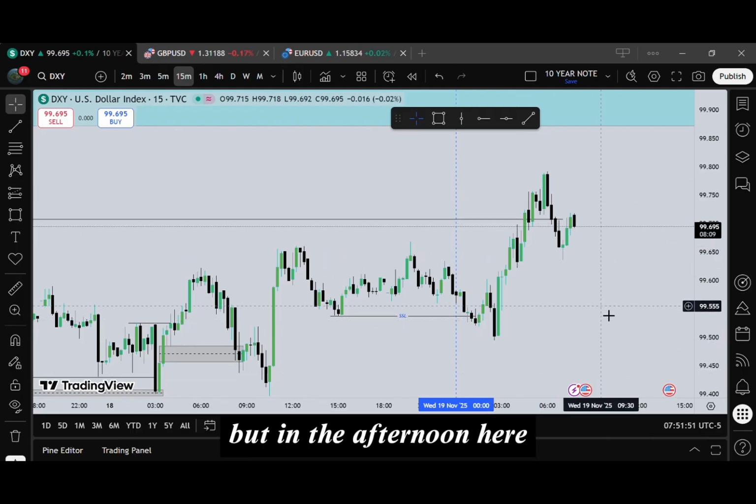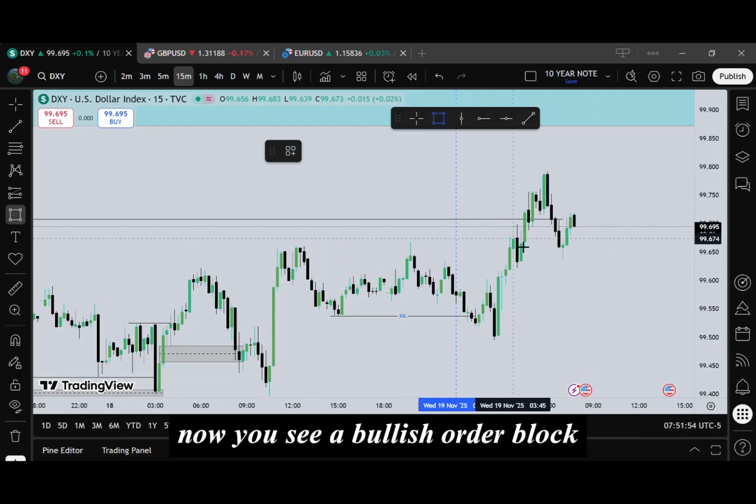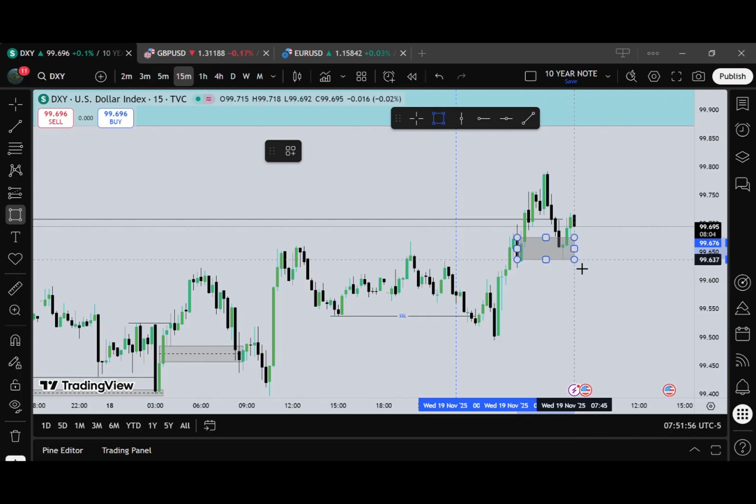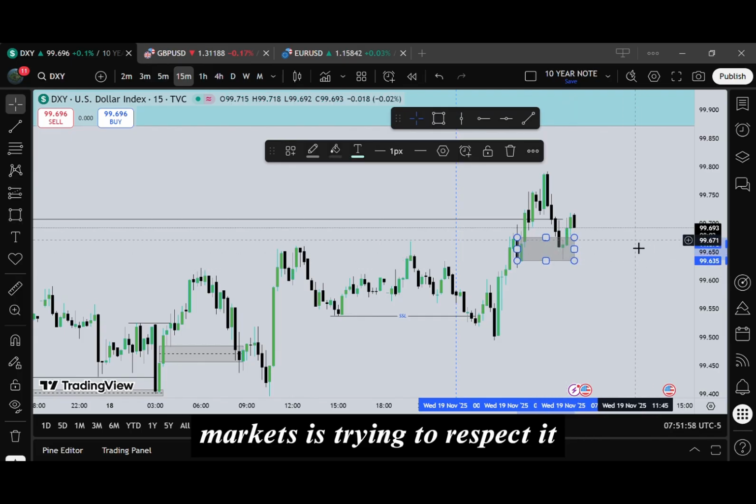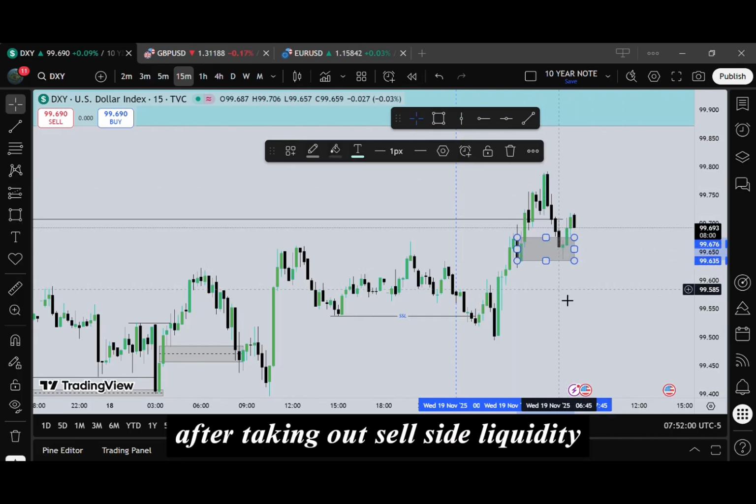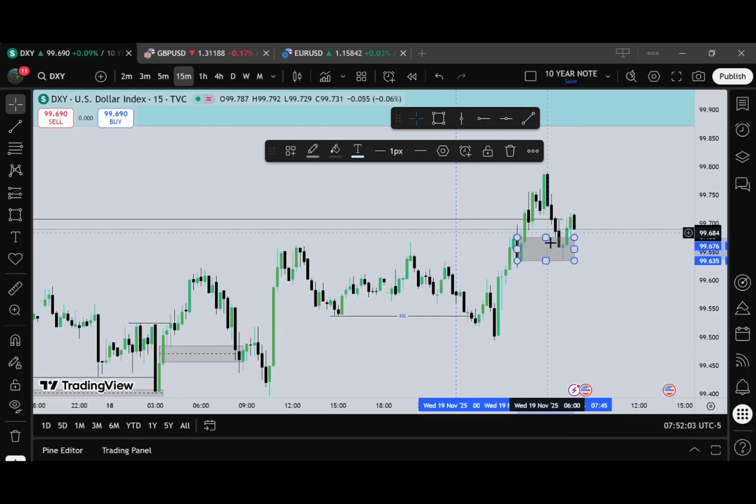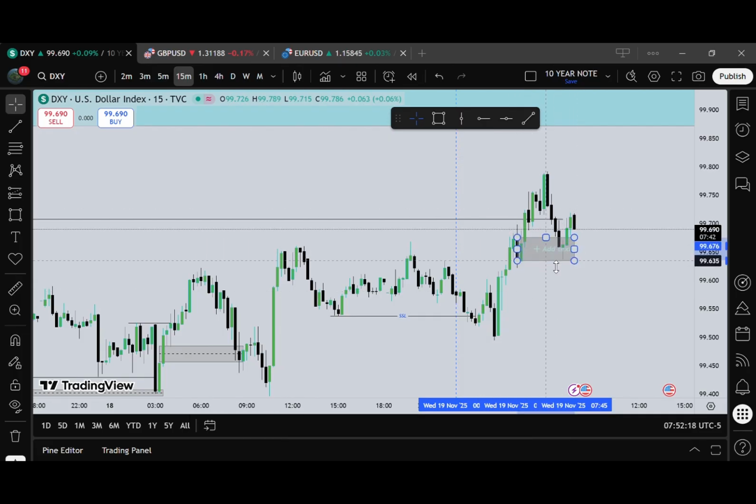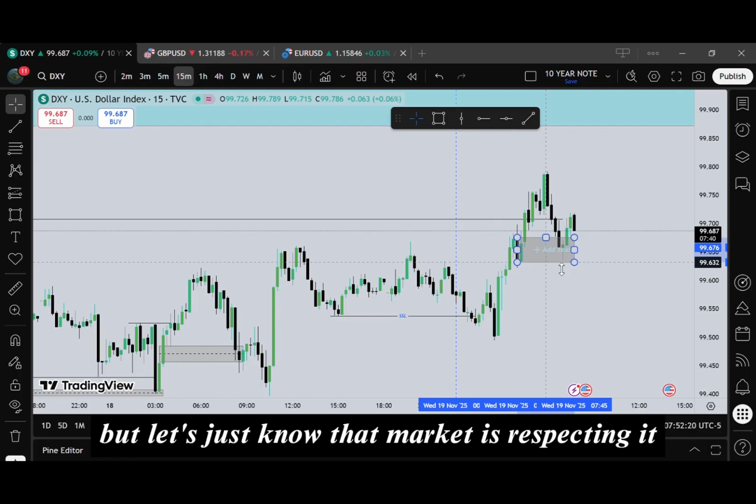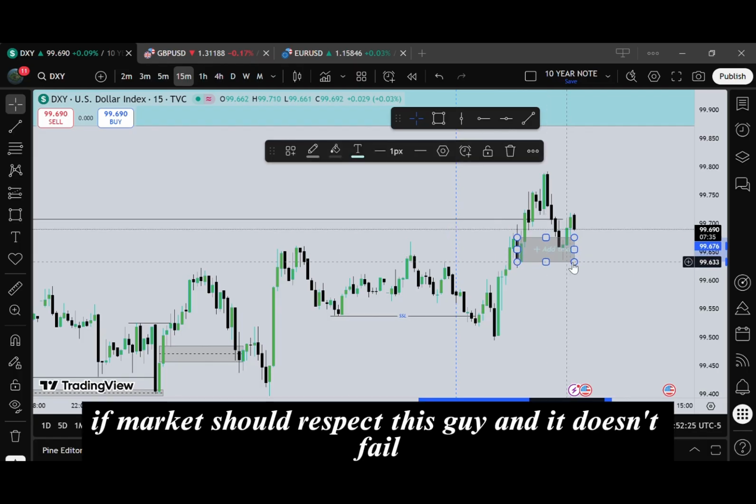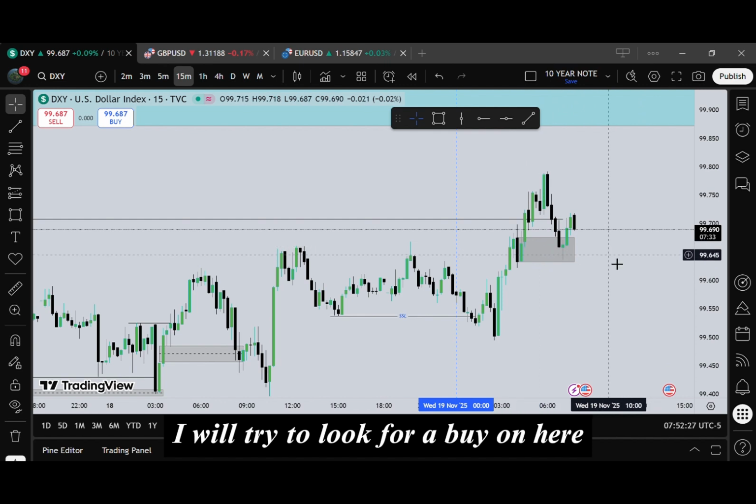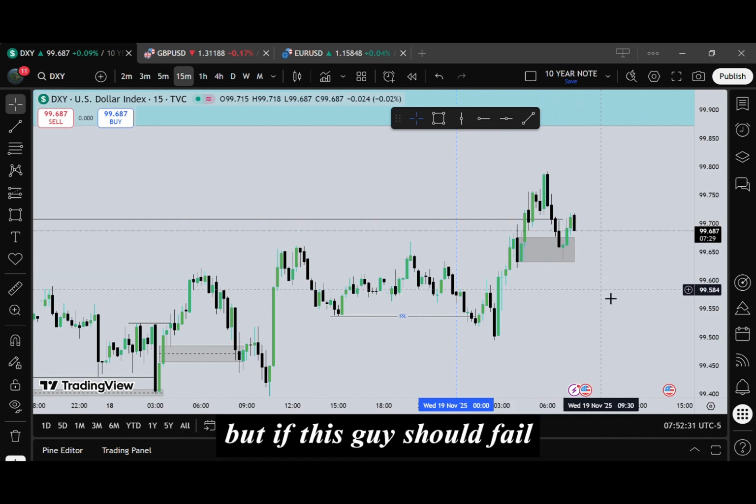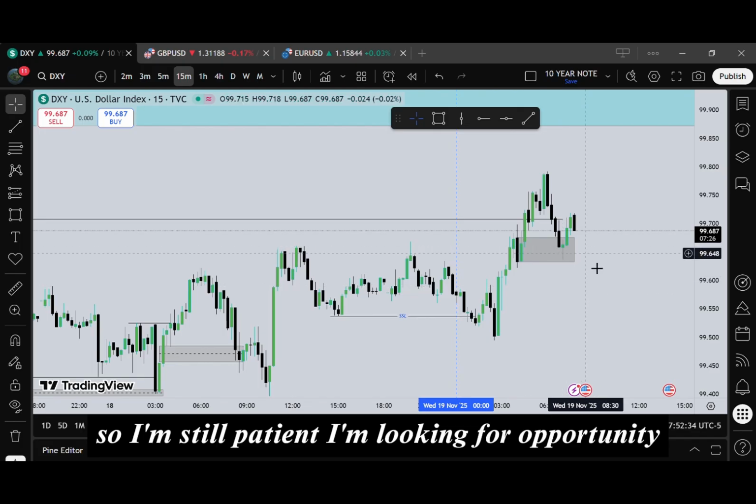But in the afternoon now, you see a bullish order block. The market is trying to respect it after taking out the sell side liquidity. I call it a bullish order block. Call it anything you want, but let's just know that the market is respecting it currently. If the market respects this and it doesn't fail, I'll look for a buy here. But if this should fail, the market is going down. So I'm still patient and looking for opportunity.